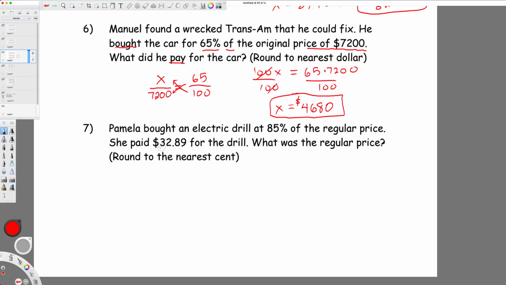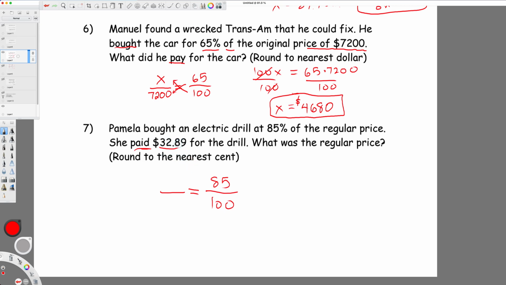So number 7, Pamela bought an electric drill at 85% of the regular price. She paid $32.89 for the drill. What was the regular price? So every single time, put percent over 100, so 85 over 100. However, let's think about what that 85 is. That's 85% because it was on sale. It's less than 100%, so it's on sale. It's 85% of 100%. And then if you think about it, Pamela bought it at 85% and she paid $32.89.